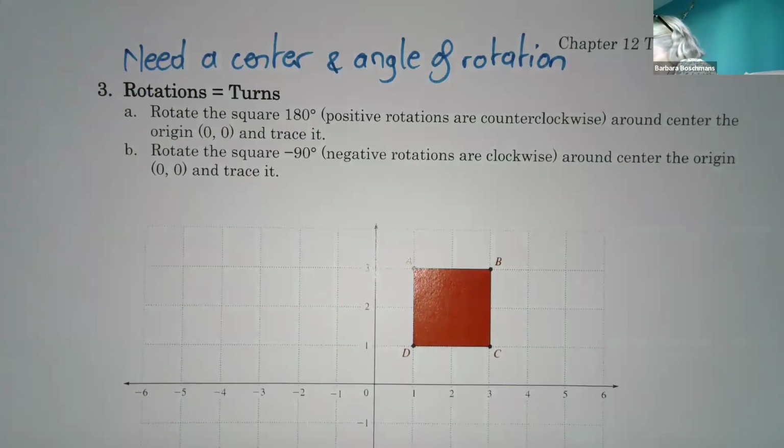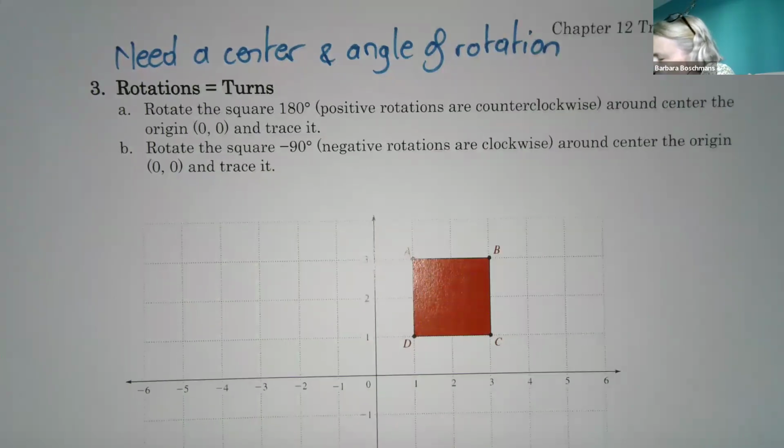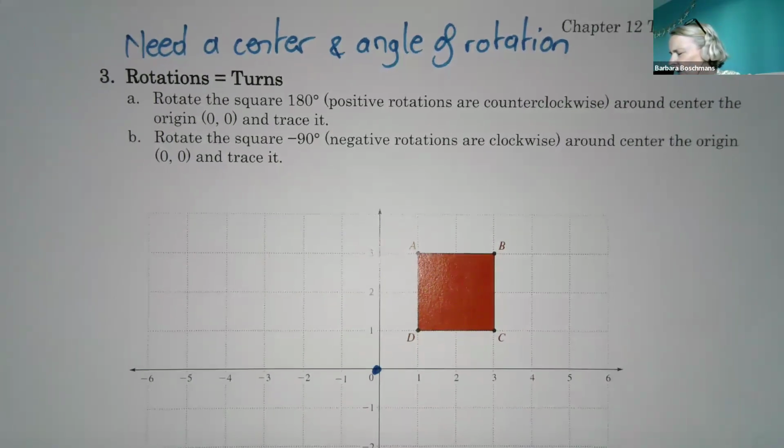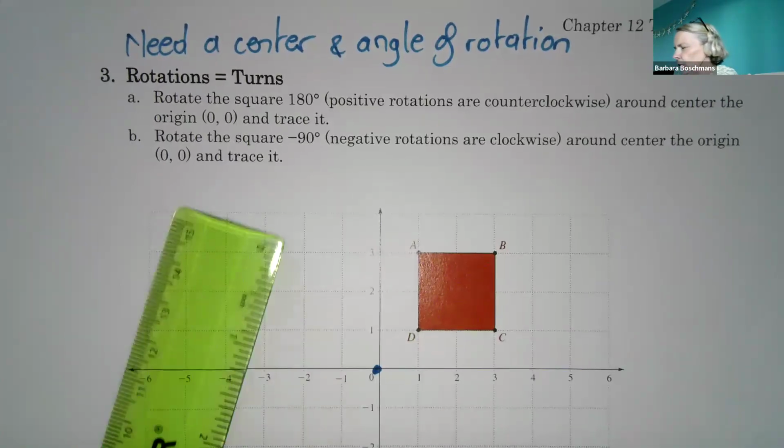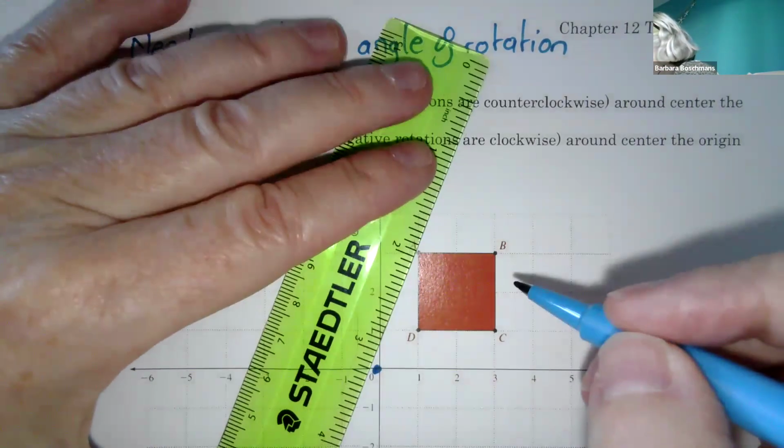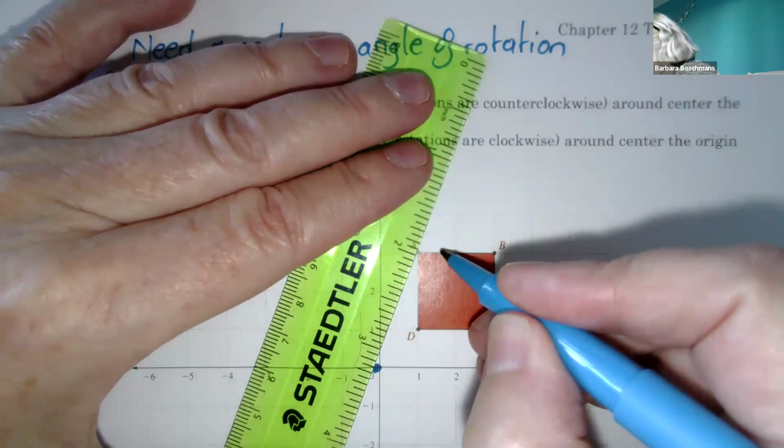A says we're going to rotate the square 180 degrees. Positive rotations are counterclockwise, and negative rotations are going to be clockwise around the center of the origin. So this point 0, 0 is the center, and then we will trace it. So here are the steps. I am going to connect my center, 0, 0, and I will pick A.